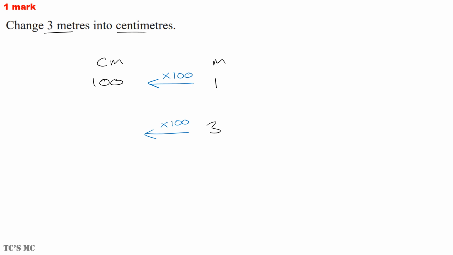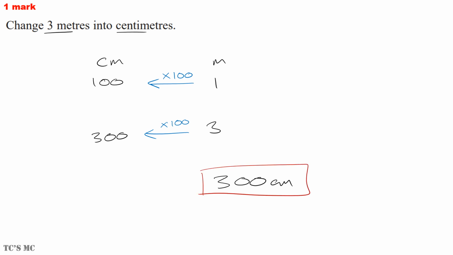3 multiplied by 100 is 300. So for 1 mark, we need to say the answer is 300 centimeters. And for 1 mark, we can just write the answer.